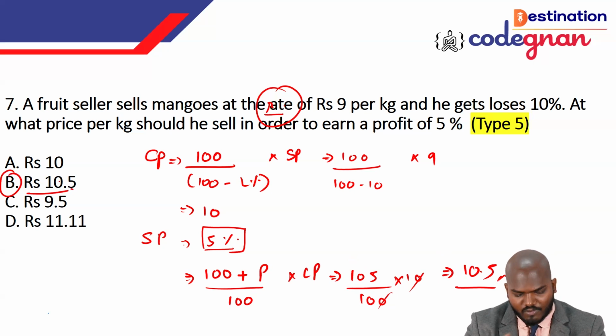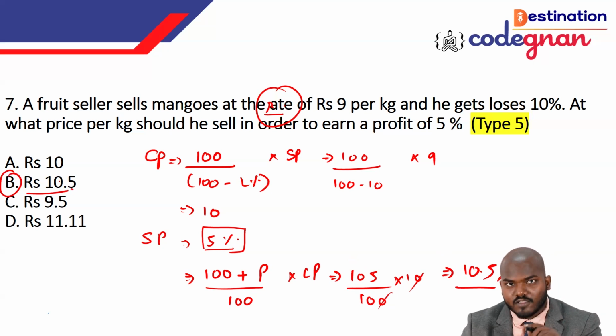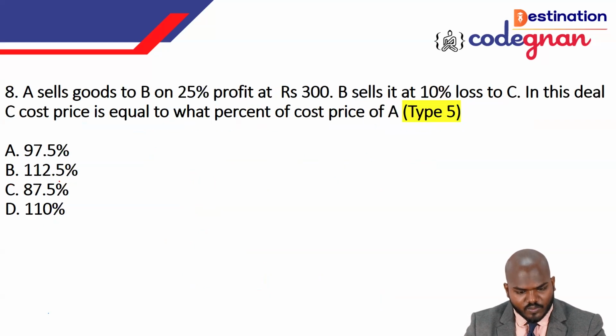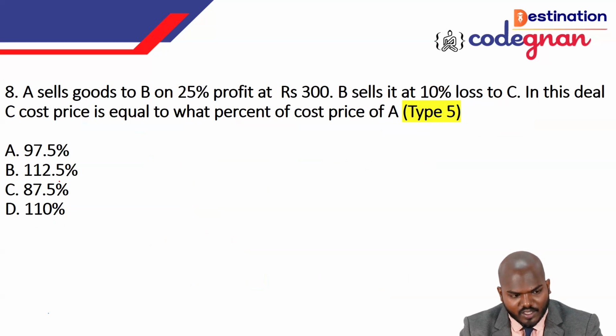Okay, so I hope everyone is clear with this one. The formula is mandatory. Again, guys, I just want to clearly remind you of it. Okay, so going to the next one, guys. A sells to B. Okay, this is a different type. Okay, A sells to B.